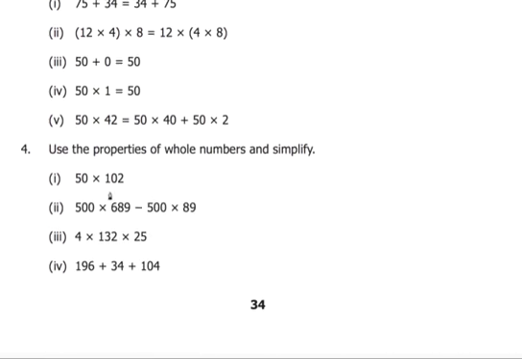Use the properties of whole numbers and simplify these. Let me solve the first bit for you. Which property am I going to use? You name that property. Distributive. That is the answer. 5 zeros plus 1, right? How much? 5100. That is the answer.